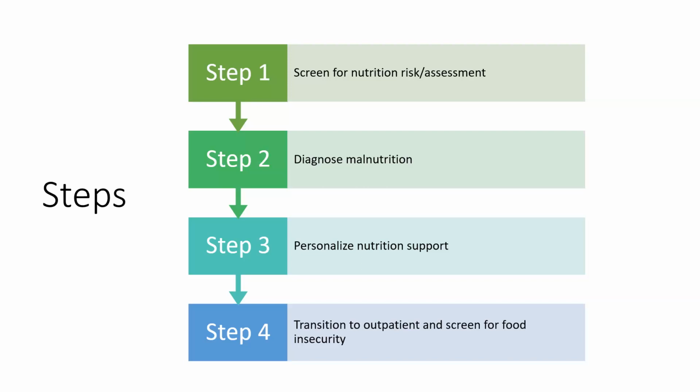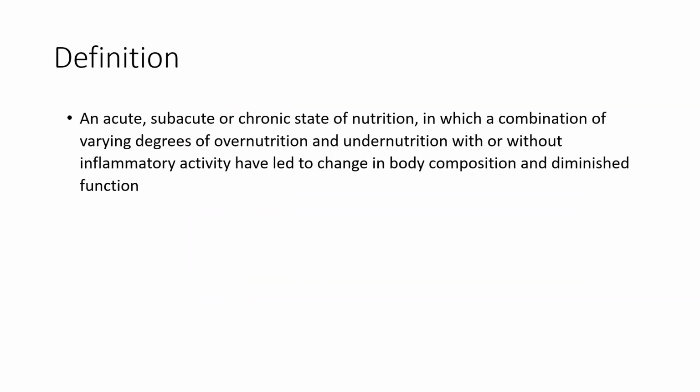Before we start, I would like to bring your attention to the modern definition of malnutrition. It's now defined as an acute, subacute, or chronic state of nutrition in which a combination of overnutrition, like in obesity, and undernutrition, with or without inflammation, leads to change in body composition and diminished function.